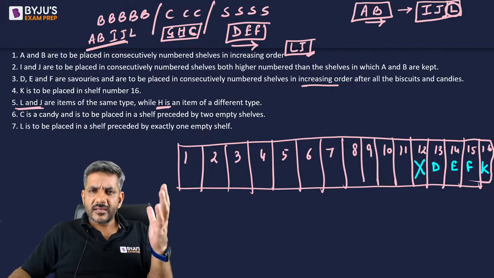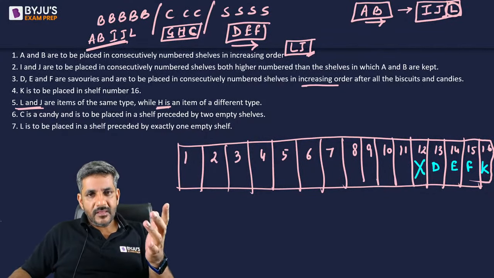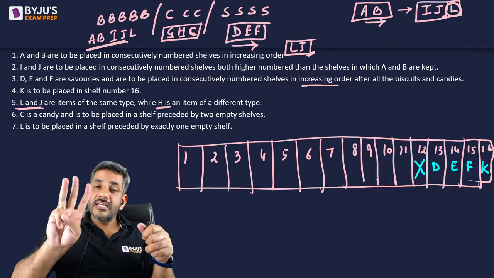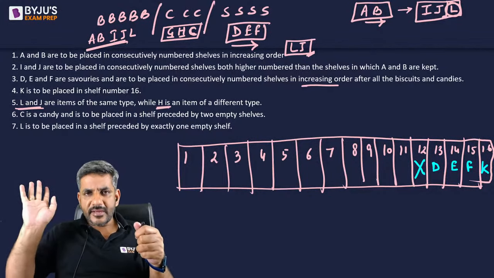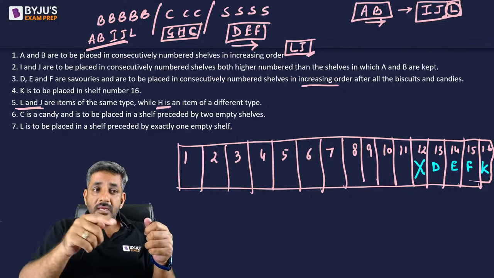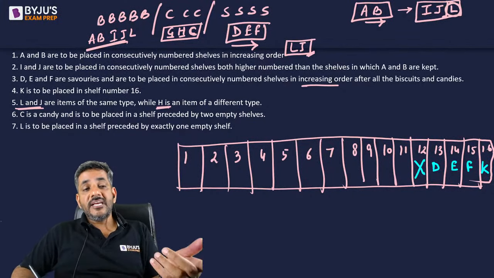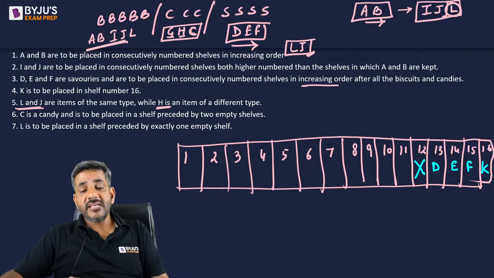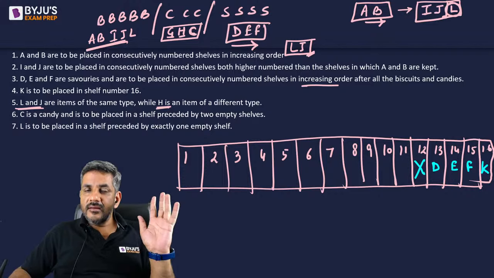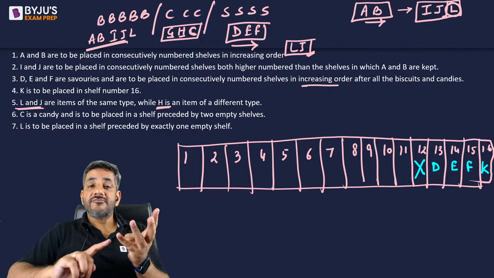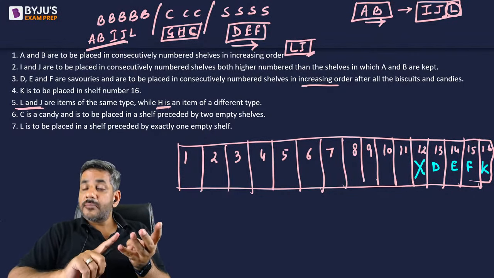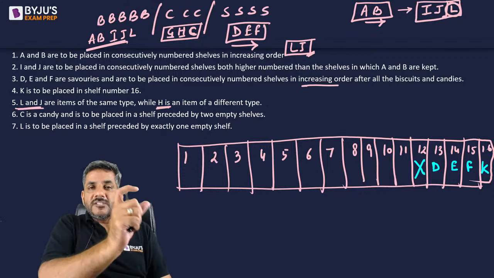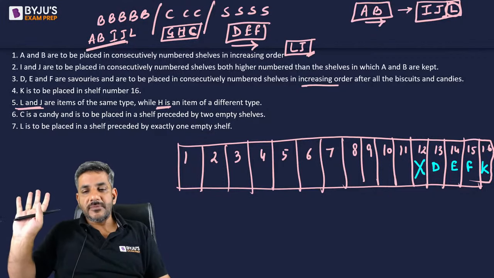Let me repeat once more. C is a candy. The other two candies cannot be anything out of IJL because IJL are three things, they are of the same type. They cannot be candy. So they must be biscuits. From statement 5, L and J are of the same type. H is a different type. So H is not a biscuit. H cannot be a savory. So H must be a candy then. Now H is a candy. C is a candy. There is one more candy. And that candy cannot be anyone out of A or B because A and B, they both are of the same type. So they both must be the biscuits. And therefore G must be the third candy.